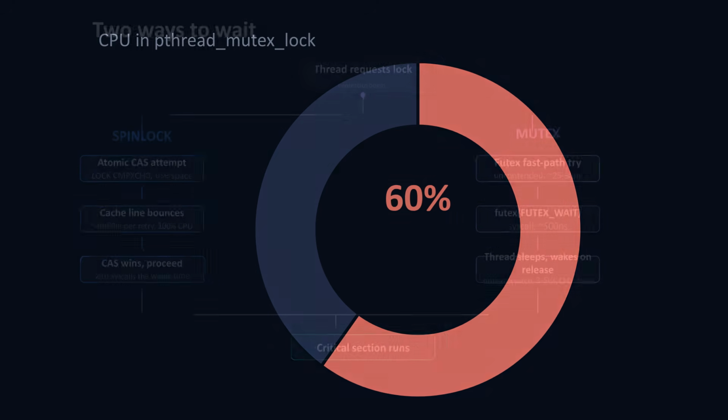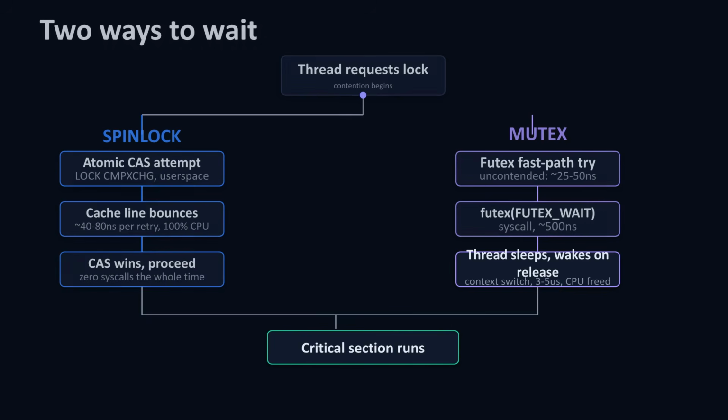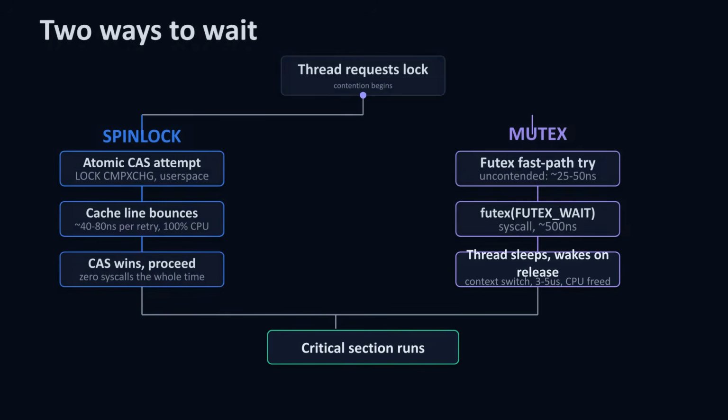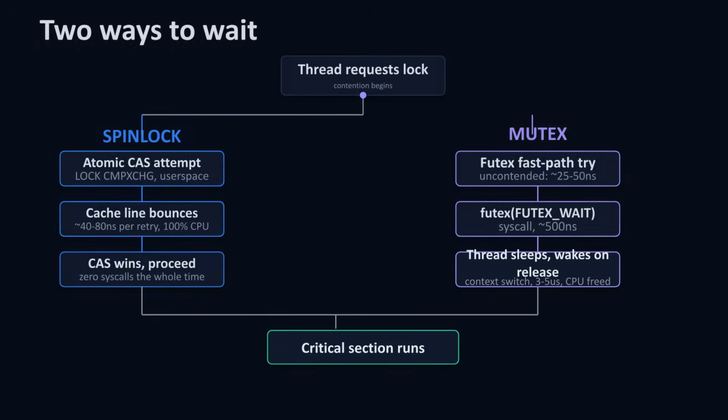This is the trap. A spinlock does an atomic compare-and-swap in userspace, looping until it wins. 0 syscalls, but 100% CPU while it waits, and every failed attempt bounces the cache line between cores at 40 to 80 nanoseconds of bounce.